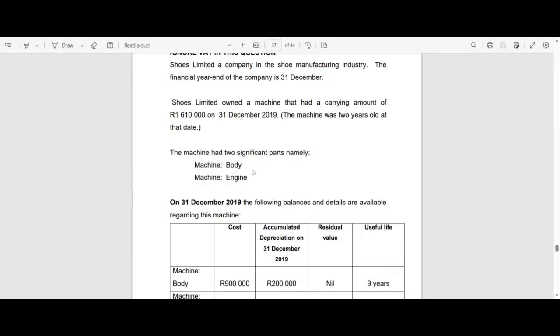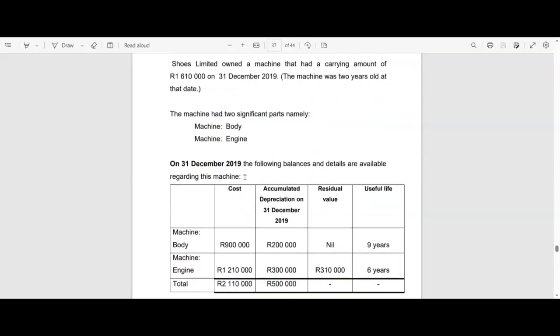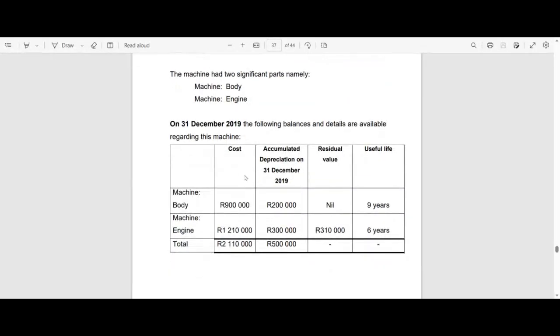So it's almost like this machine might be a conveyor belt kind of machine, right? Where you've got all sorts of moving parts which form your main body, and they more or less have the same useful life. And then you've got the engine that drives that conveyor belt, which might have a shorter useful life. Okay, and here they give us a little table.